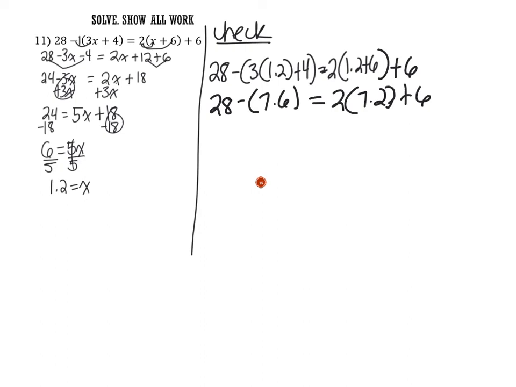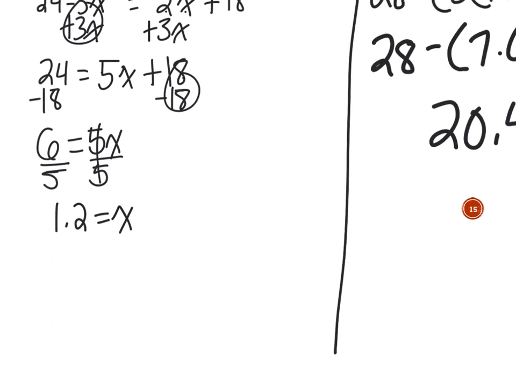28 minus 7.6 gives me 20.4. 2 times 7.2 equals 14.4, plus 6 gives me 20.4. My problem checks out, so my answer is 1.2 equals x.